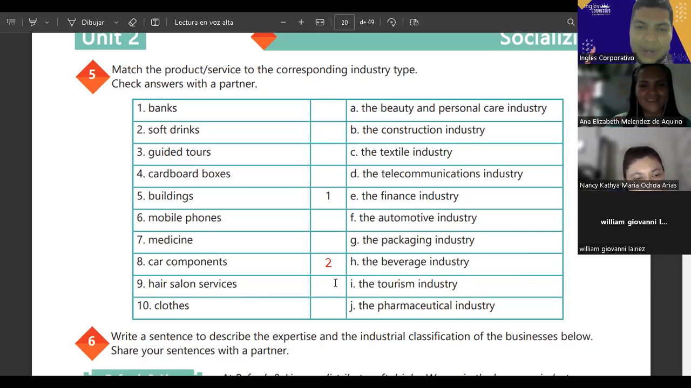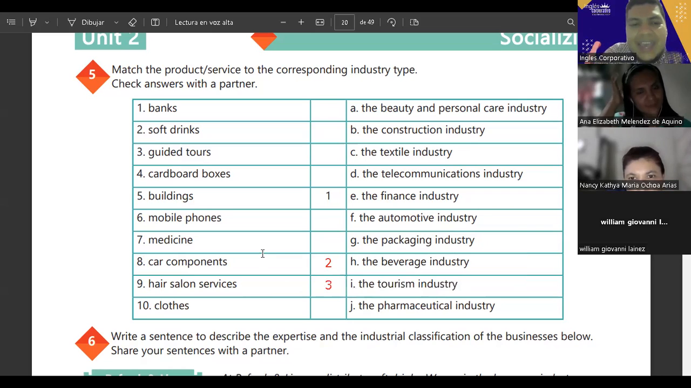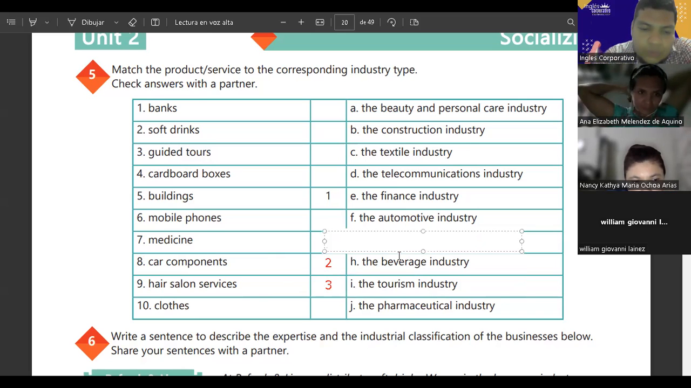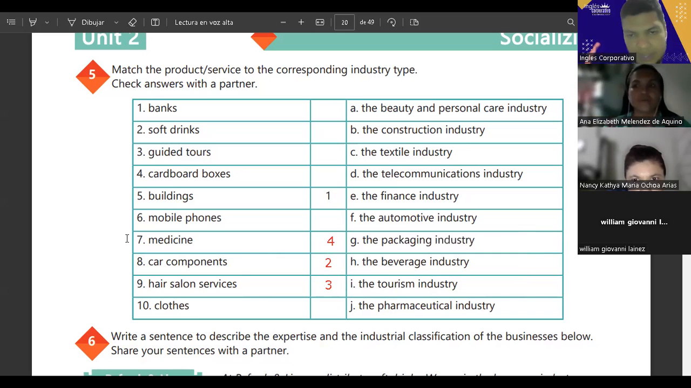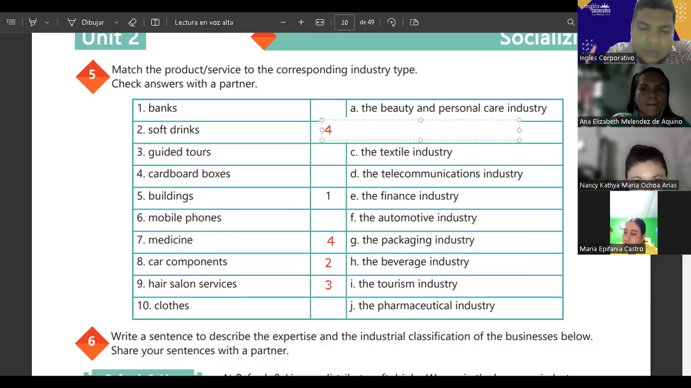Exactly. Why? Because it's about tourism. There you go. Excellent. The cardboard boxes, the packing industry. Very good. So we go this one. Buildings. Get some building. Edificio. There you go. Thank you. So we got the construction company right here. It's five. There you go.